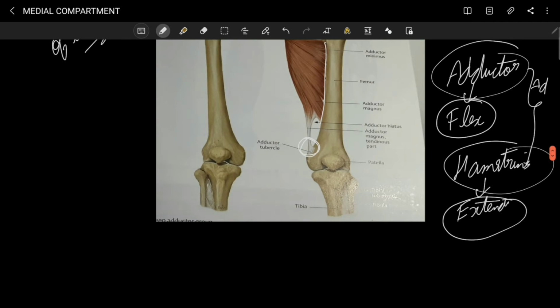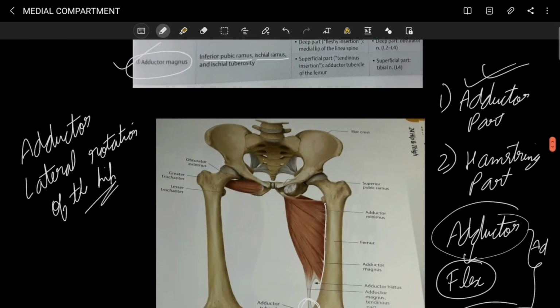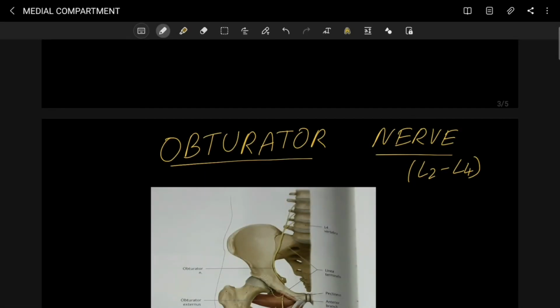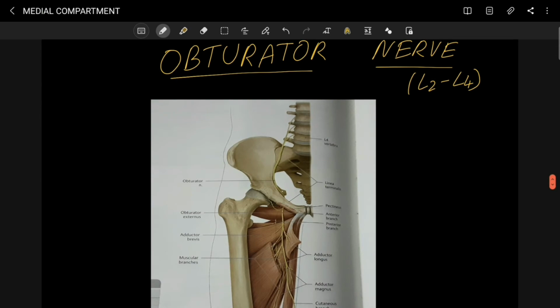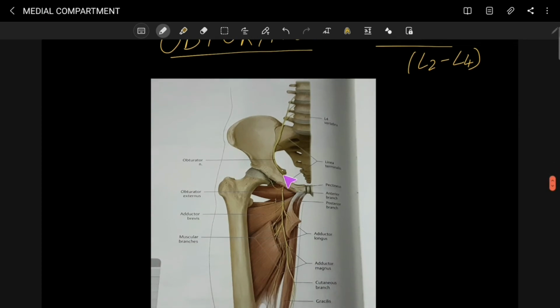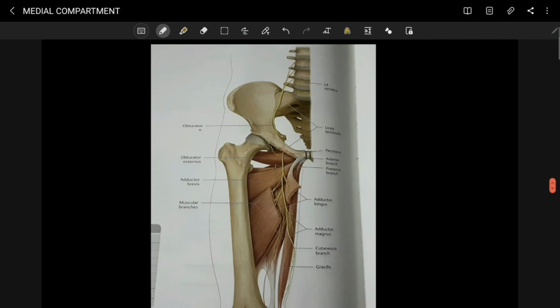So that's about the muscles of the medial compartment of the thigh. The obturator nerve is one of the major peripheral nerves of the lower limb, its nerve roots being L2 to L4. It innervates the muscles of the medial compartment of the thigh. Now, the obturator nerve enters the medial compartment via the obturator canal, which is somewhere around here. At this point, it divides into an anterior division and a posterior division.